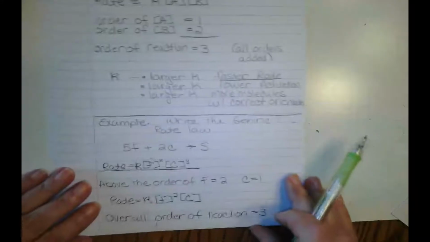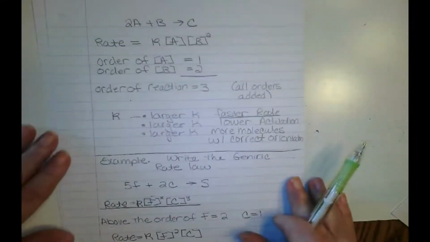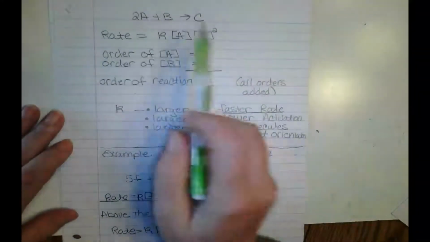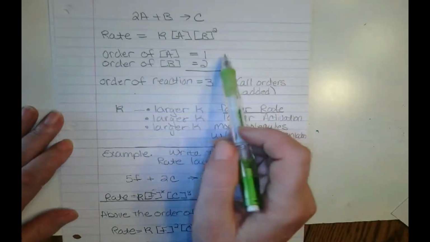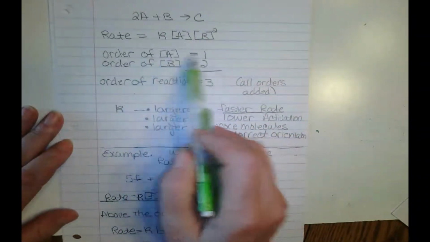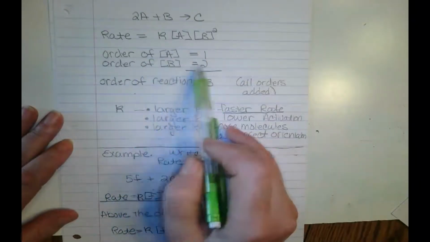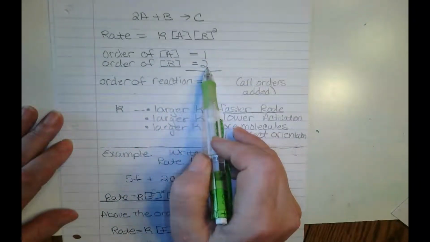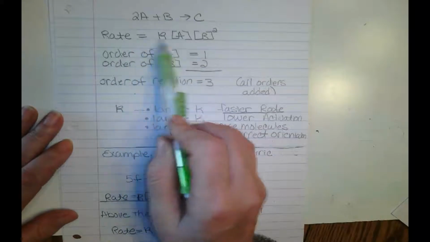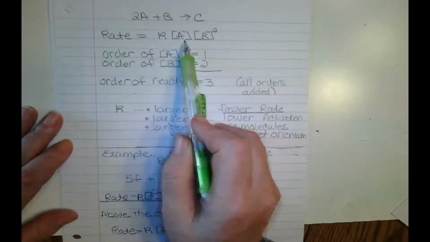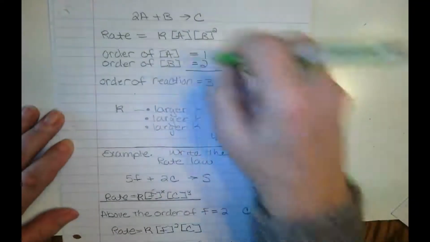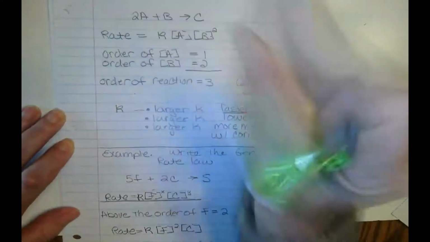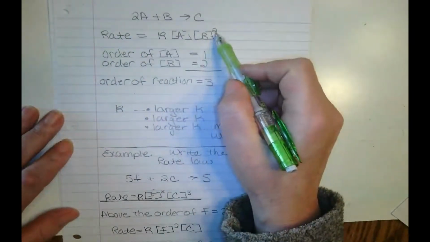Okay? So let's first work on writing these rate laws. So we have our generic equation right here, and I am going to tell you that the order of A is 1 and the order of B is 2. Okay, so my rate equals K times the concentration of A, and there's a 1 there, but we usually don't write the 1, right? I'm going to make that go away. And B is to the second order.